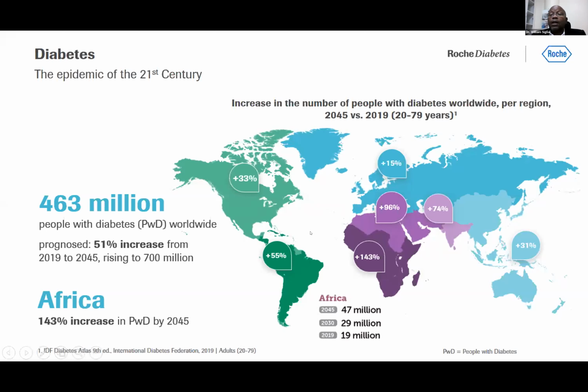These other parts of the world are starting to experience decline. You can see Europe has the best control mechanisms in place as we speak now, with only an expected increase of 15%, followed by, I think, Oceania at 31%. South America, which still shares a good number of challenges with Africa, 55%, and then North America, 33% increase over the next 2 decades or so.